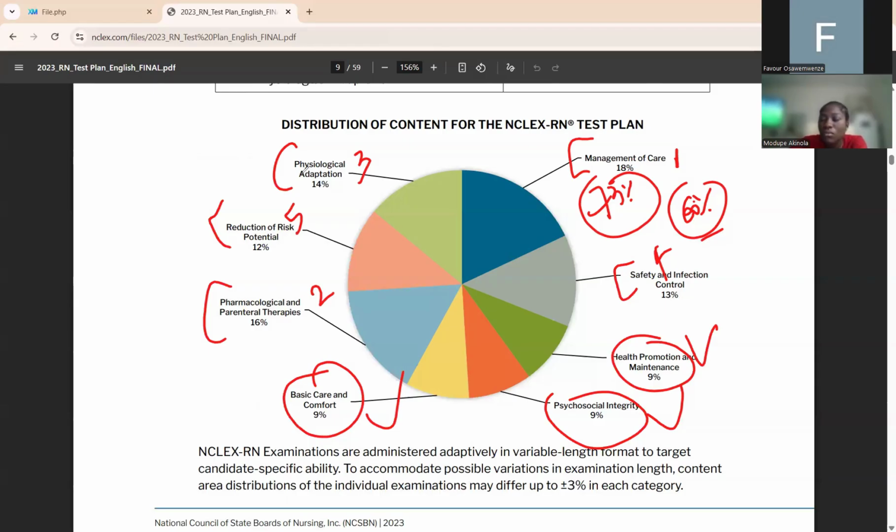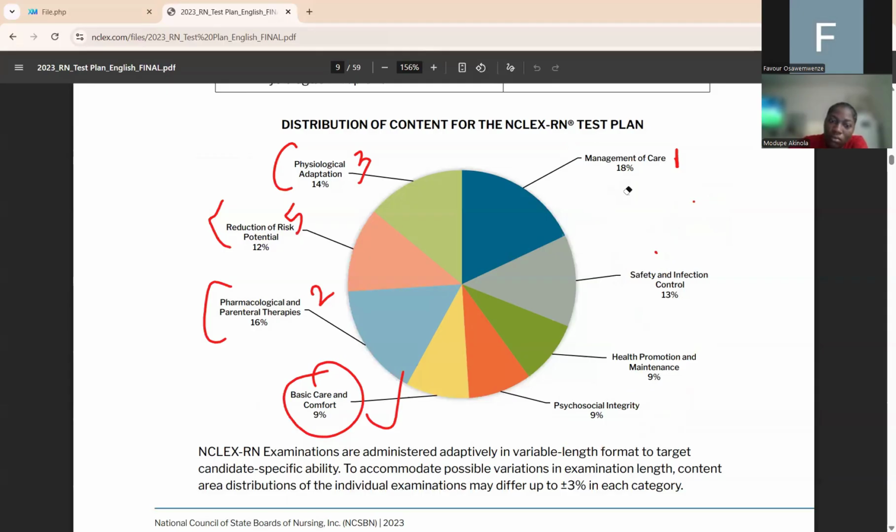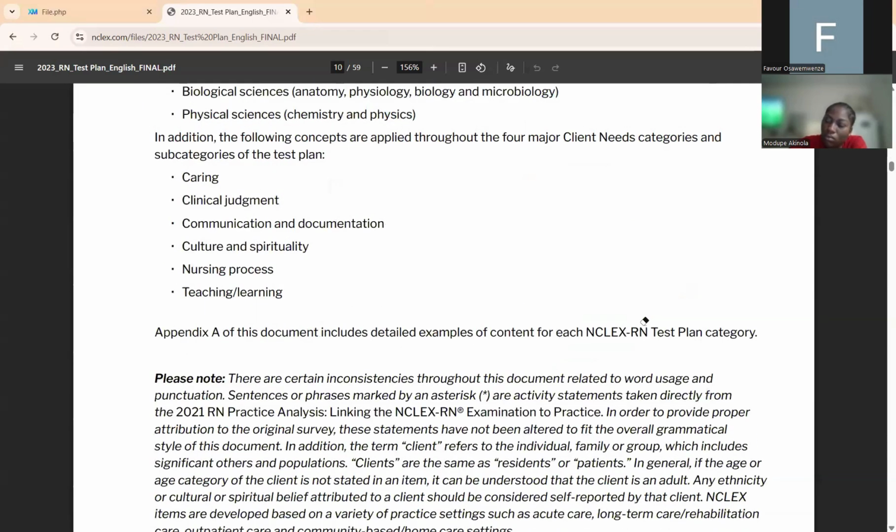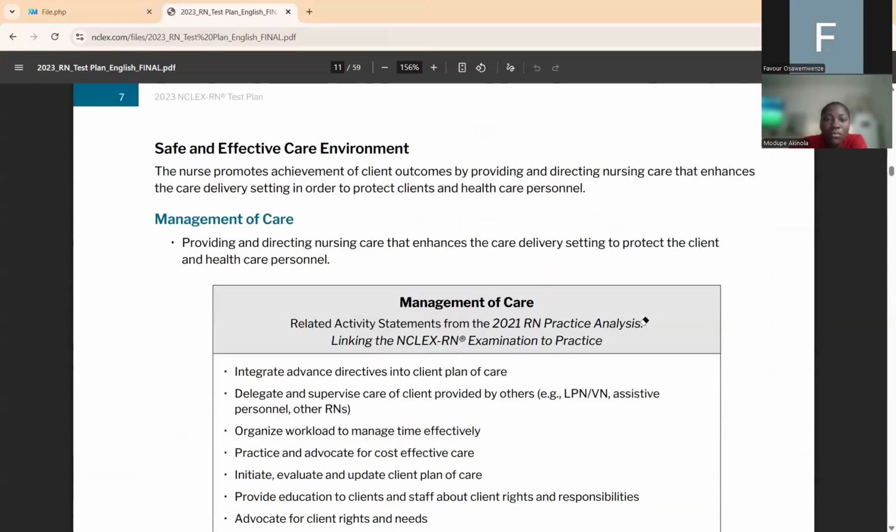Once you understand, you end up finding that the NCLEX is predictable. It looks like you are taking another practice test, and everything moves on from there. So now the next thing is to understand the content that is under each of these client needs.